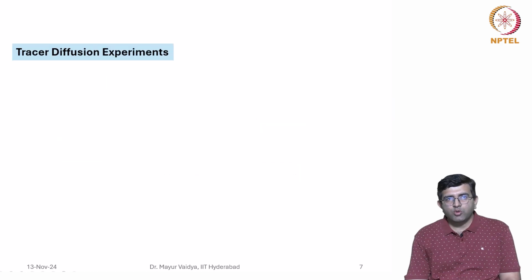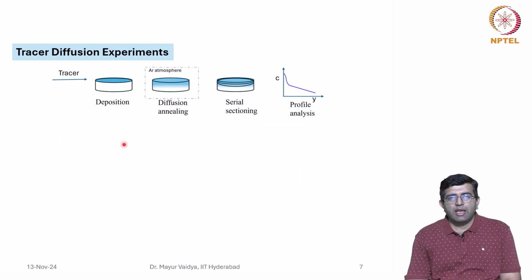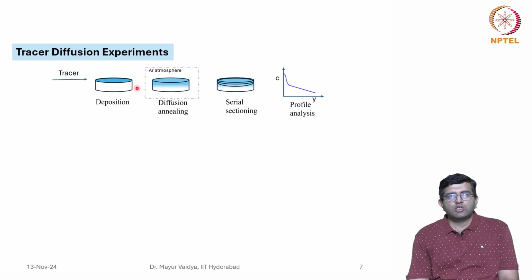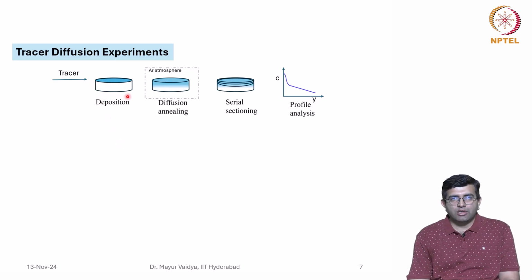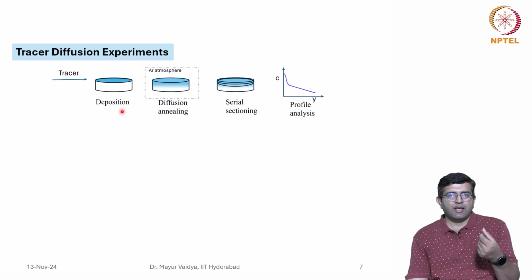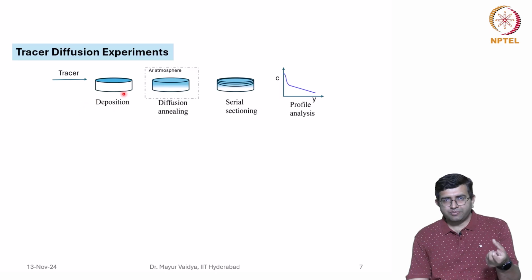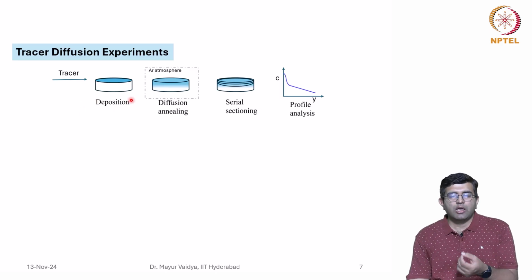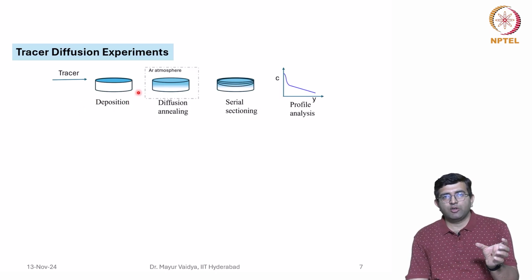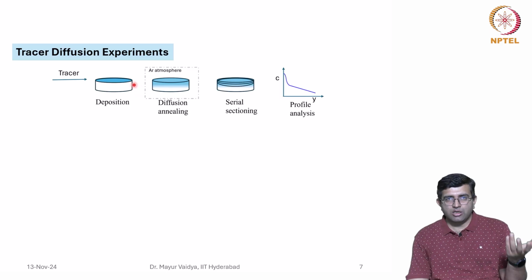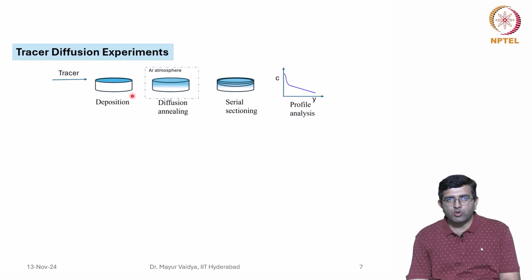So what do we do in the tracer diffusion experiments? Let me just show you the schematic. What you do is you take a sample, typically a disc-shaped sample, on which you deposit the tracer. The tracer is normally a radioactive isotope, as I told in the previous slide. If you are using an alloy, it can be an isotope of one of the constituent elements, or it can be not a constituent element. Then you are measuring an impurity or foreign atom diffusion.